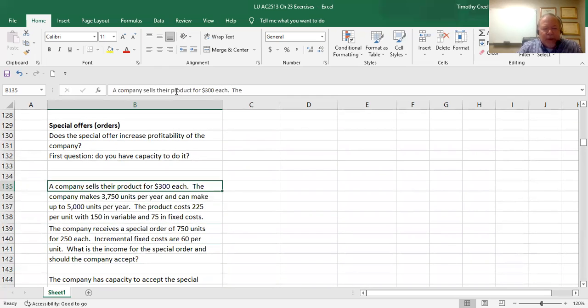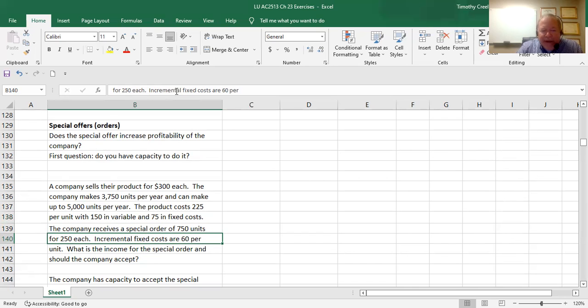A company sells their product for $300 each. The company makes 3,750 units per year and can make up to 5,000 per year. So that's their total capacity, 5,000. The product costs $225 per unit with $150 in variable cost and $75 in fixed cost. The company receives a special order of 750 units for $250 each.